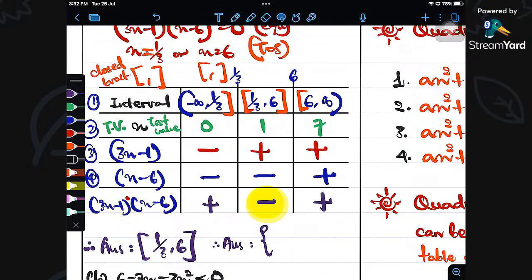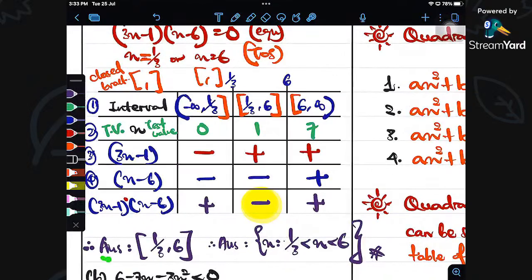set notation, di mana x such that -1/3 is less than or equal to x, is less than or equal to 6, tutup kurungan. So kita ada dua jenis jawapan di sini. Satu adalah dalam interval form dan satu lagi dalam set notation. So I would really love to remind you, why do I pick these answers? Saya tahu ini jawapan saya.